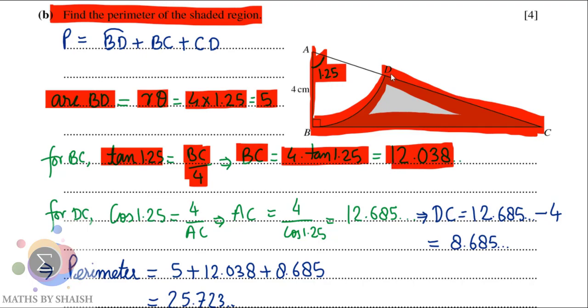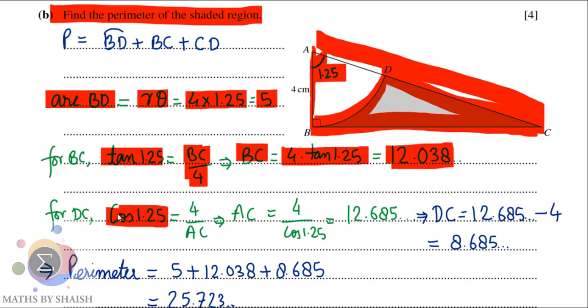And for DC, we require the DC length. So what we are going to do is calculate this total length, and for that we have used cos 1.25 for adjacent upon hypotenuse.